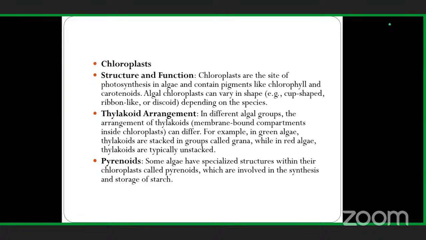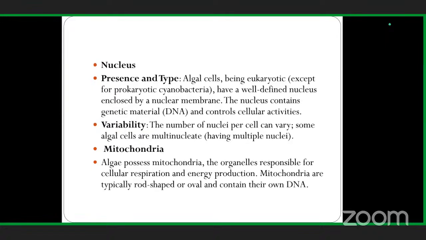So basically, these are involved in the synthesis and storage of starch. Next is nucleus, which stores the DNA material, the main genetic material of an organism. And this is a very well-defined nucleus, and it has a nuclear membrane too. And there is variability in the nucleus. Some you can see multinucleate, meaning presence of multiple nuclei, and some you can find only a single nucleus.